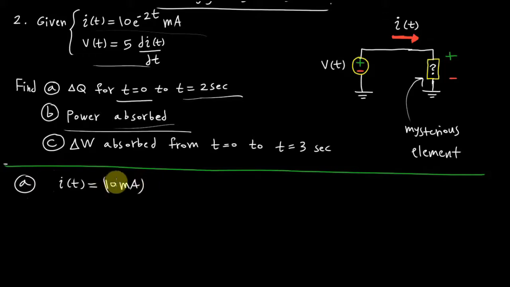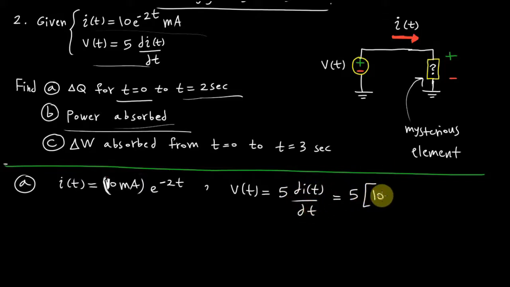The voltage is given as 5 di/dt. So the derivative of current with respect to time is going to be 2 times e to the minus 2t. That's just rules of calculus. That's going to be in millivolts. The final answer there is going to be 5 times 10 to the minus 2, which is negative 100 millivolts times e to the minus 2t.